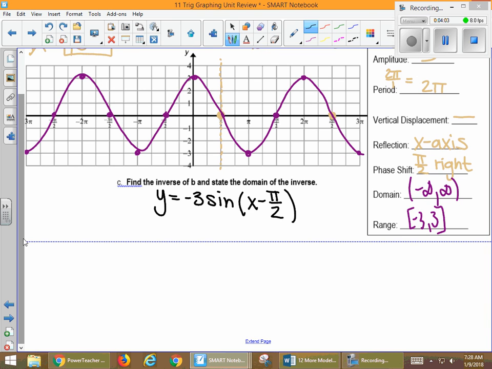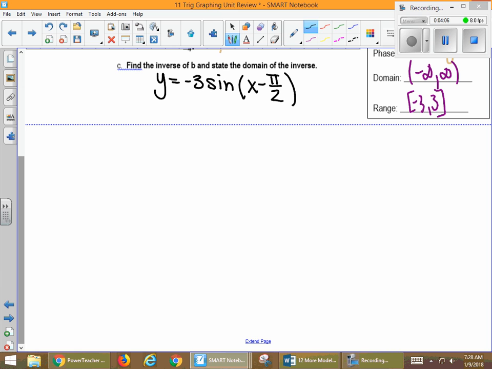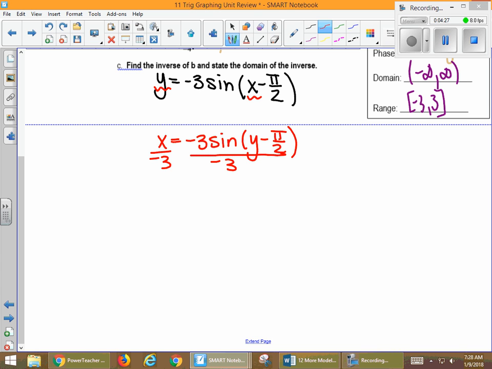So a little inverse review. To find the inverse, we switch x and y, and then solve for y. So the first thing I'm going to do is divide by that -3. I don't care where you put that negative, it's all equivalent. And then to undo sine, we do sine inverse or arc sine. So I'm going to take arc sine or sine inverse of both sides. You can write it either way.